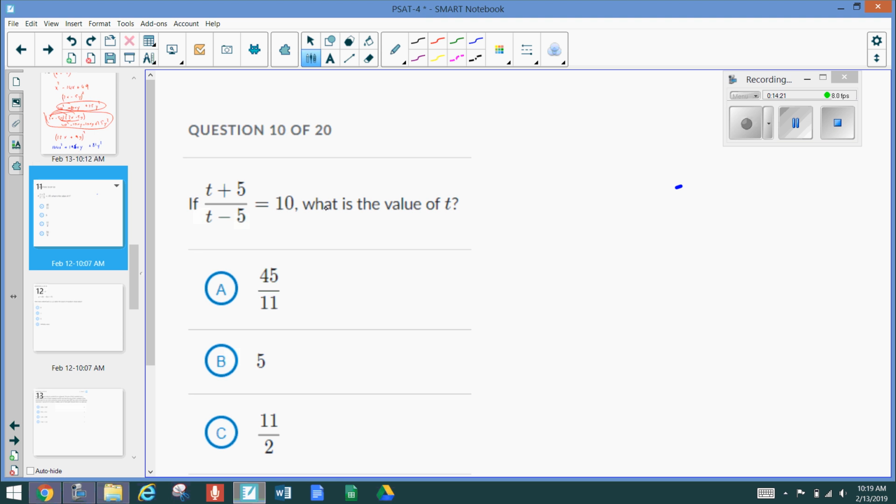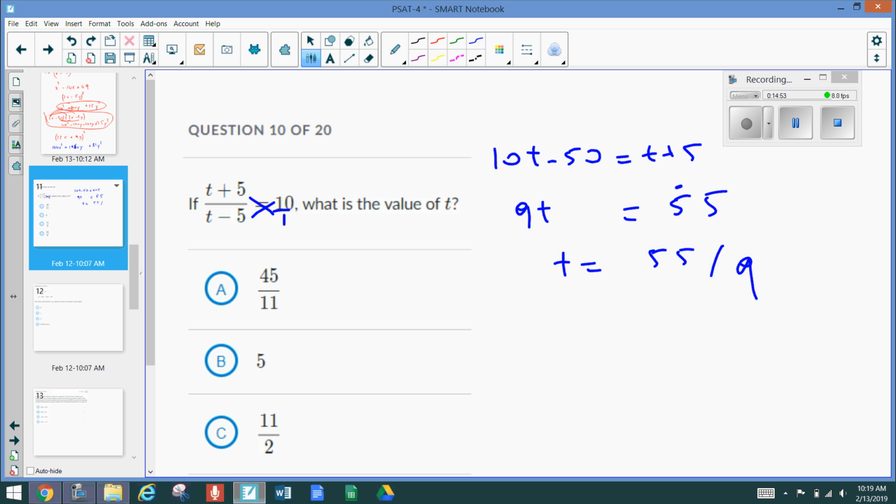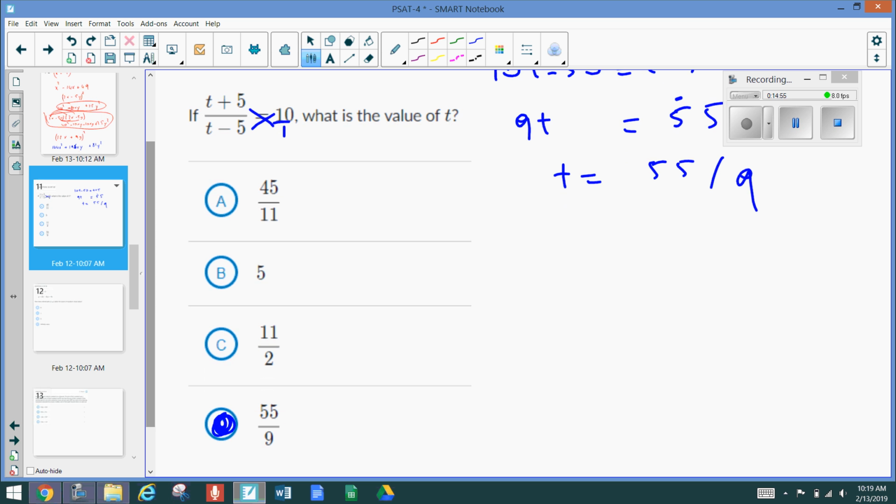Okay, in this case, do cross multiplication. 10t minus what? Class, not paying attention. 50 is equal to, okay, subtract t from both hand side, and I'm gonna add 50 to both hand side. Okay, what is t? Simplify and let me know.